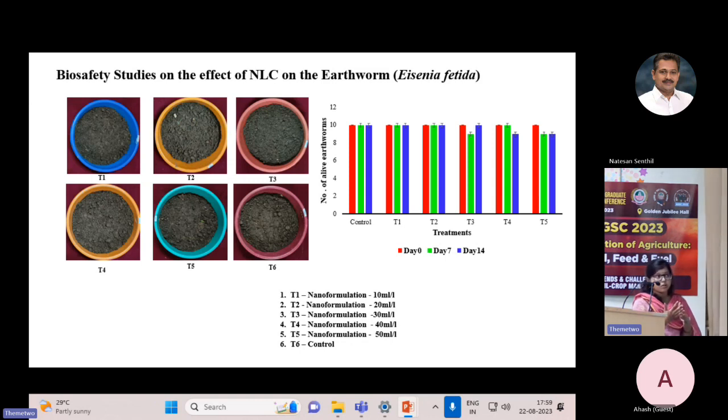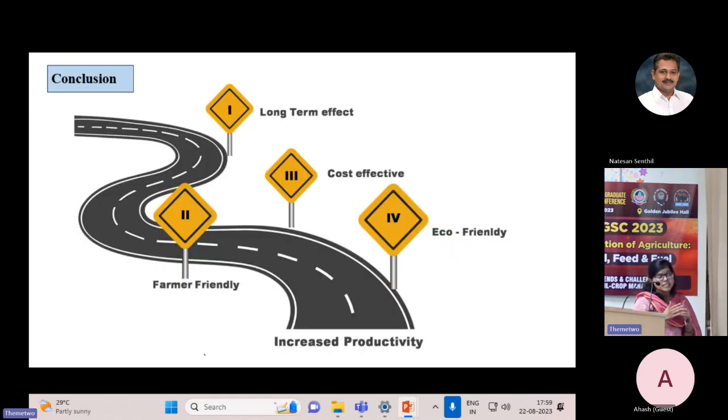It is eco-friendly in nature. This bioactives-loaded nanostructured lipid carrier can be researched further to get a long-term, cost-effective, farmer-friendly and eco-friendly pesticide formulation to maintain good soil and plant health. Thank you.